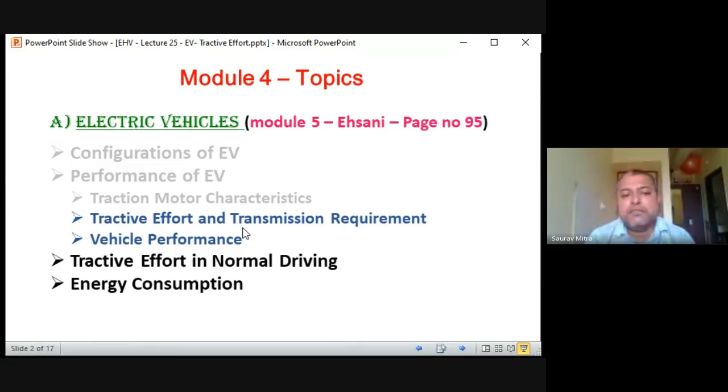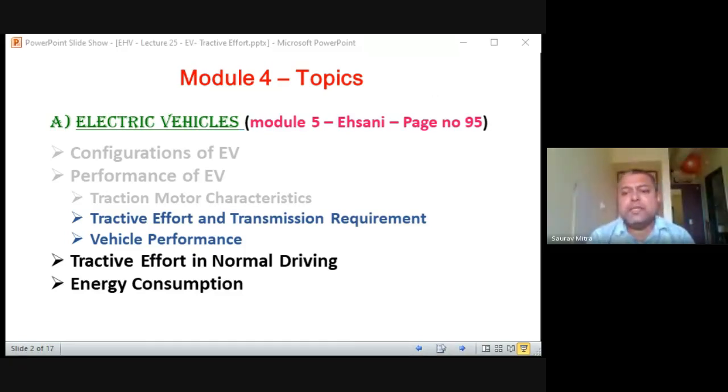Now normal driving can be three, four different types. What are they? One is driving through a highway. Another can be driving inside a city, so there is too much start-stop and all those things are happening. So normal driving, not hill driving. Either highway driving or inside city driving, all these things are called normal driving.